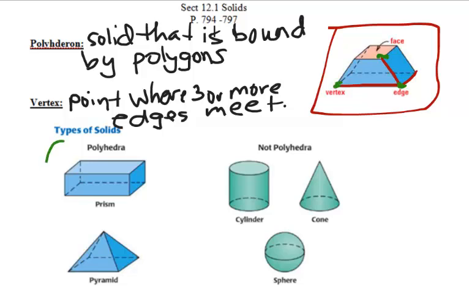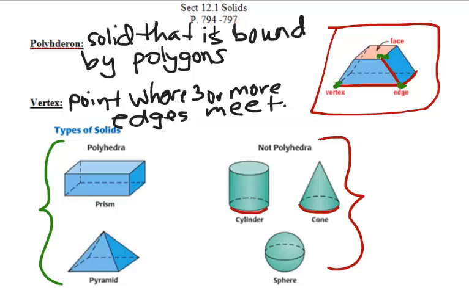Solids include polyhedra, which are these, prisms and pyramids, where all the sides are polygons. And over here on the right, these are not polyhedra. If you remember back to what made a polygon, anything with a curved shape, such as the cone or the cylinder, was not a polygon. So these are not polyhedra. We're still going to study them, and we're going to learn about their surface area and their volume, but they are not considered polyhedra.